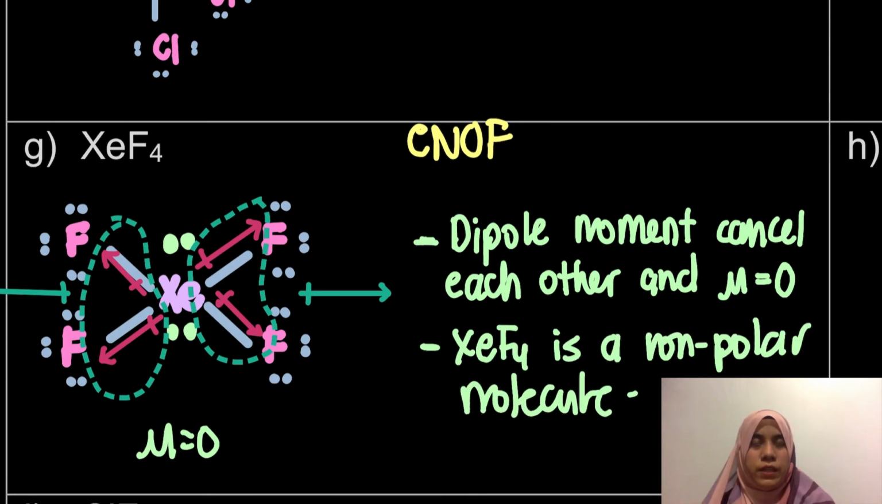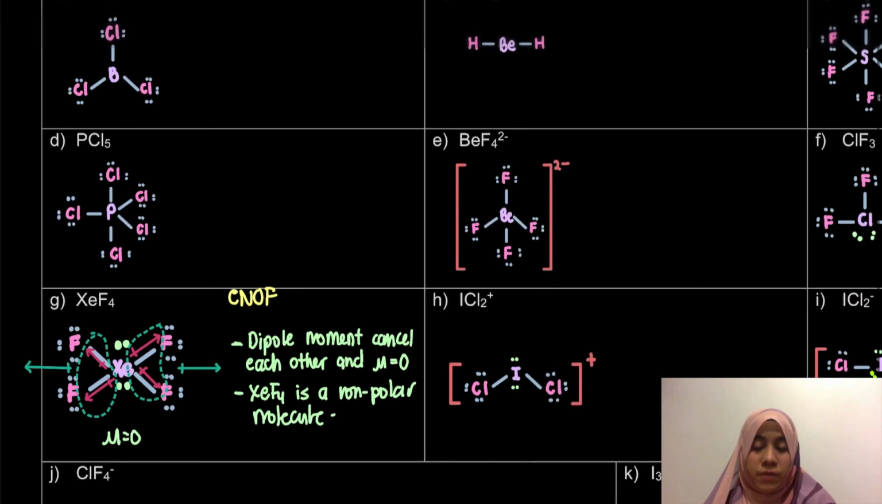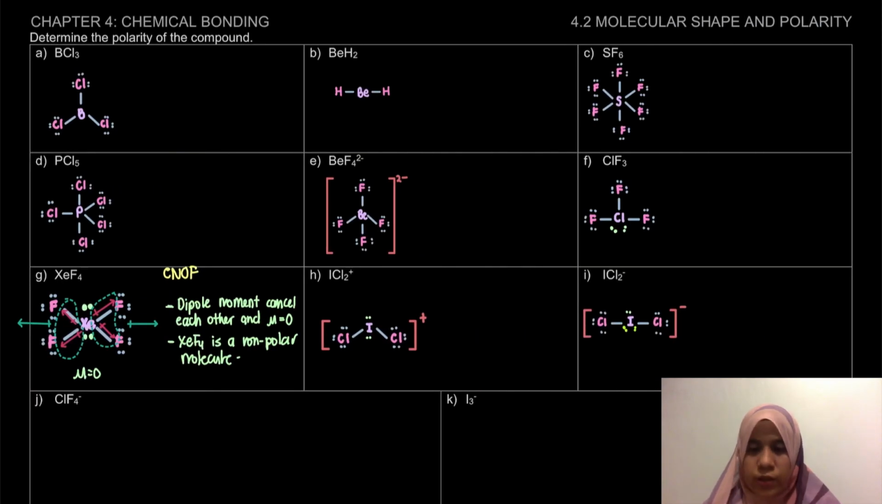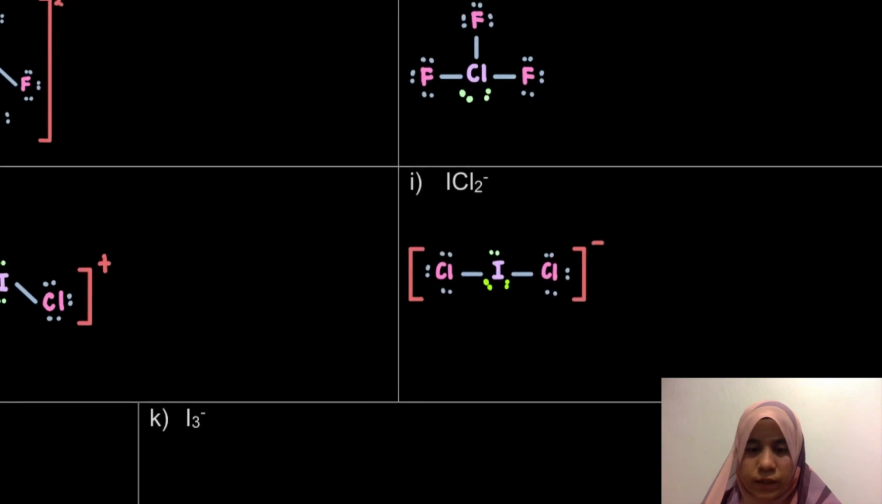So, even though tadi kita ada cakap, Miss kata ada exception. Bukan semua yang ada lone pair unsymmetry ni lone pair on the central atom tu semuanya non-polar. Semuanya polar, sorry. So, ada exception. Okay, ada lagi satu, ICl₂⁻ ni. So, ICl₂⁻ ni, shape dia linear.